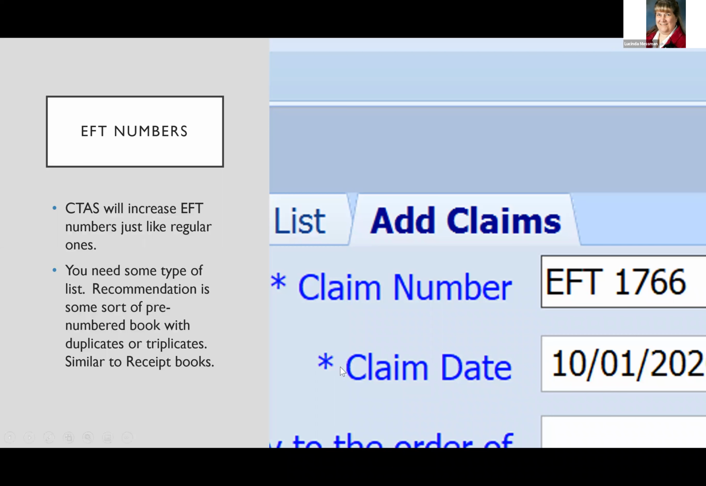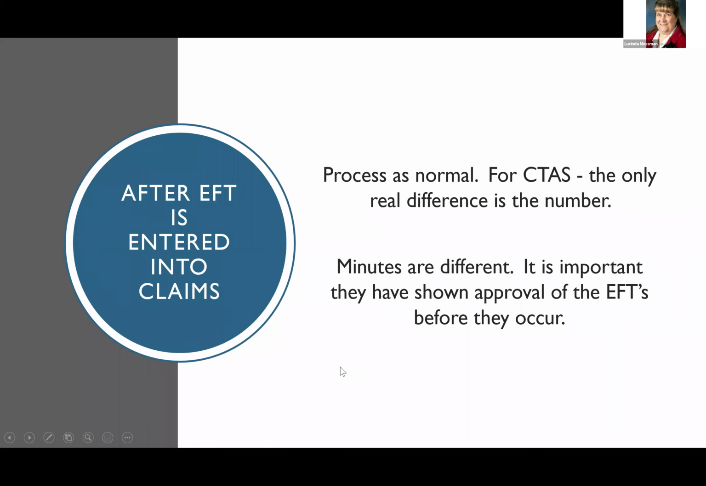Next, after the EFT is entered into claims, you process it normally. For CTAS, the only real difference is the number. The minutes, however, are really different. Remember, you're the clerk. CTAS is helping you with your record, adding, subtracting, but in the minutes, you need to make sure that you've shown that the approval for those electronic payments has been given. There's a whole article about how to get those in the minutes, so I'm not going to spend a lot of time here, but those need to be in the minutes as well.